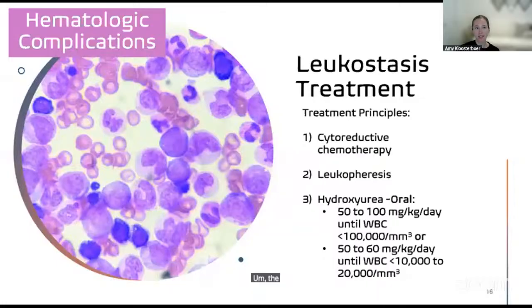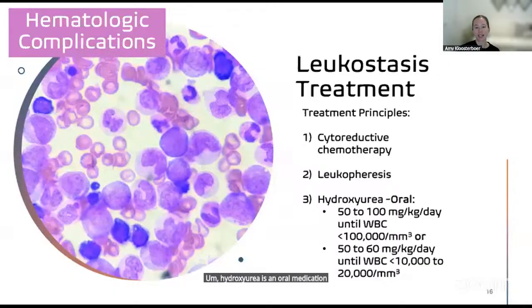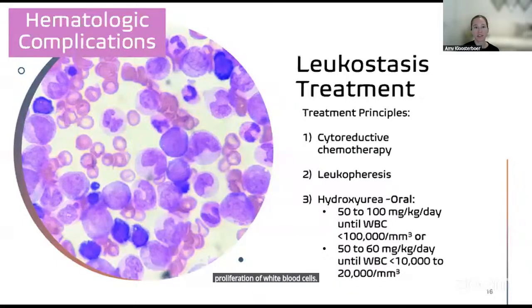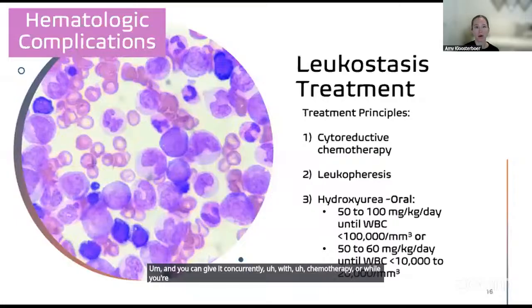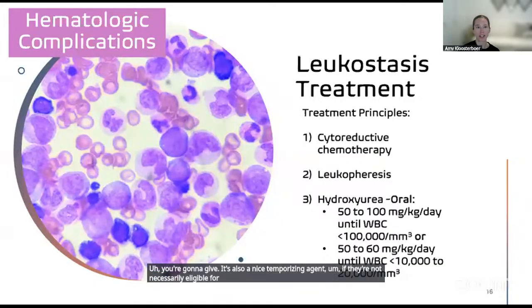The other option that is often started while you're trying to figure out which underlying malignancy they have is hydroxyurea. Hydroxyurea is an oral medication that inhibits DNA synthesis, which can inhibit the proliferation of white blood cells. And you can give it concurrently with chemotherapy or while you're trying to figure out what exact chemotherapeutic agent you're going to give. It's also a nice temporizing agent if they're not necessarily eligible for chemo right now, or you're trying to transfer them, so you can start them on this medication prior to initiation of other agents.